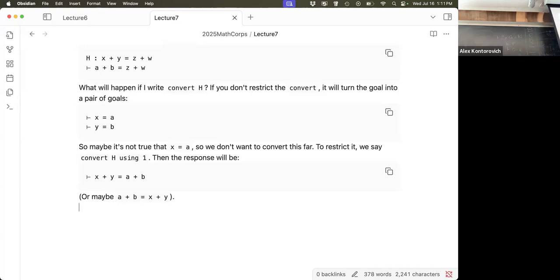Jevin and then Simino. Is there a case where x plus y equals a plus b, but a plus b doesn't equal x plus y? Is there a geometry where x plus y is equal to a plus b, but a plus b is not equal to x plus y? No, because of the equal sign.